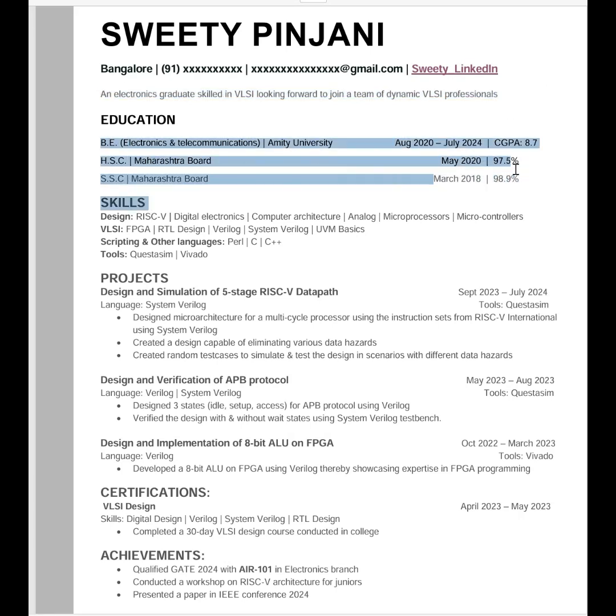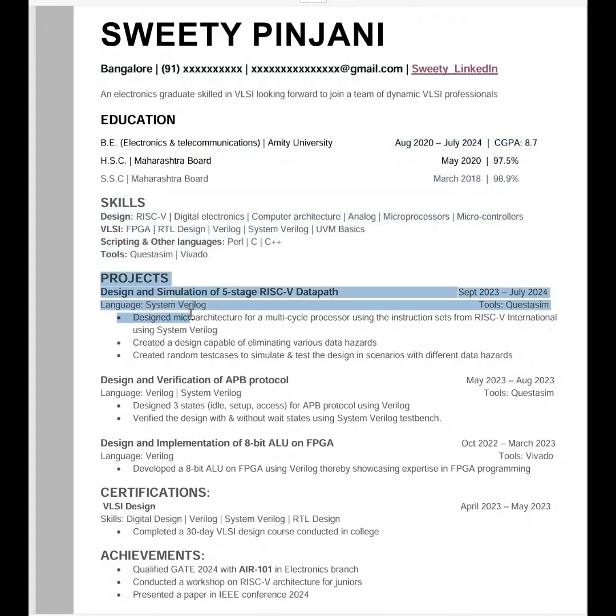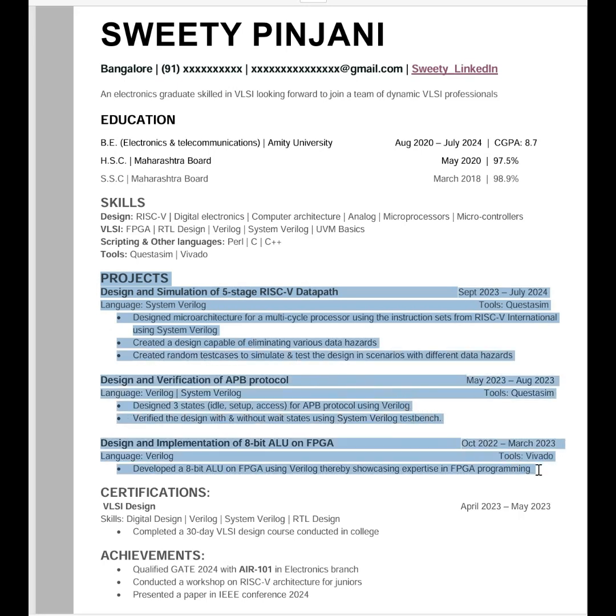Since you are a fresher, your education matters, so keep it at the top. And since this person is a bachelor's graduate, they have mentioned bachelors, HSC and SSC. And you see they have used not much space and still they have covered everything properly. Then skills, as I like, I always segregate into bullet points, so that's how the skills are organized. Then projects, very well organized, and it covers all important details like language used, Vivado, what project you have done is mentioned in the title, and what you have achieved in the project.